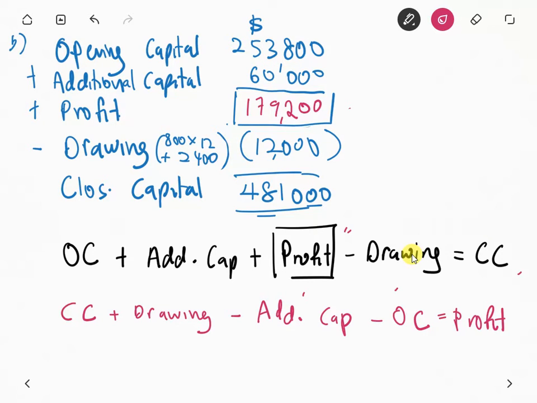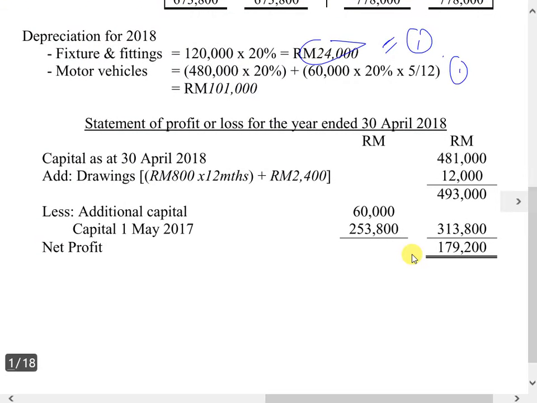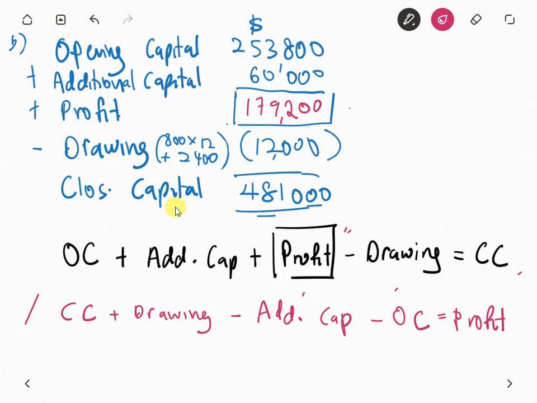The answer uses this method. Check: closing plus drawing minus additional capital minus opening to get net profit. In your exam, you can use this, so you don't have to memorize another formula. Okay. Understand?